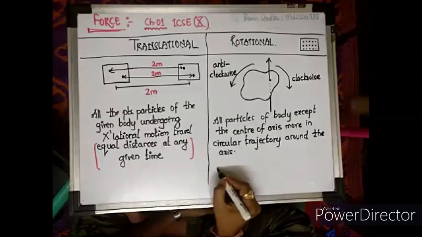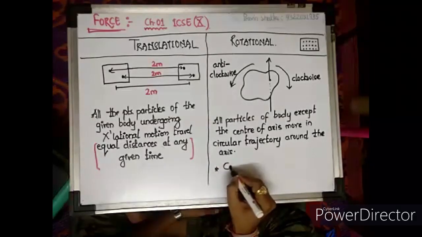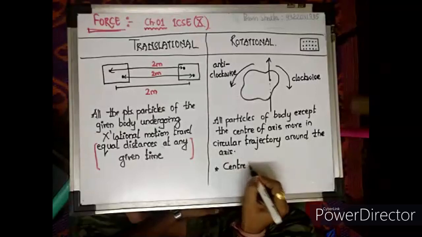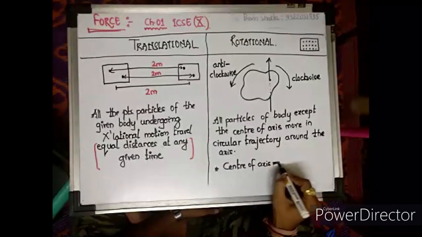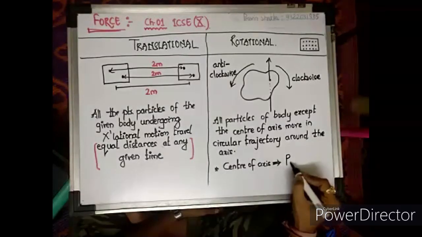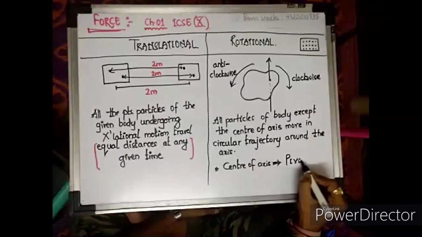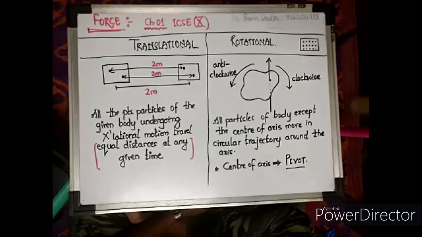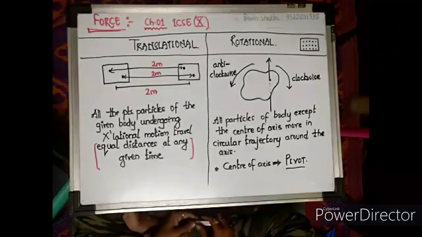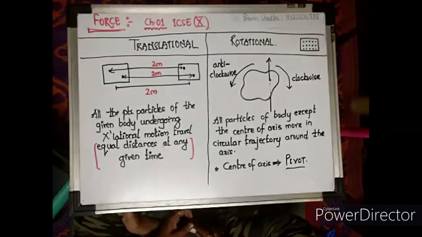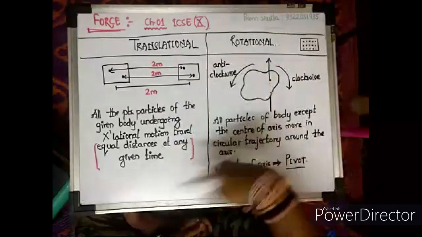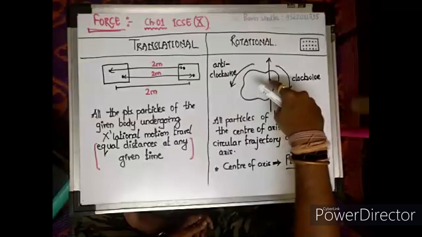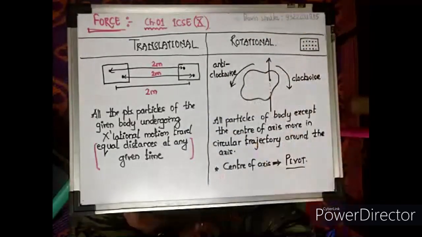Okay, I'm writing a note here: center of axis is called as pivot. What? It is called as pivot. By pivot, I mean that is the point around which everything is going to move. So this is the point where the axis is going to be. So center of axis is called as pivot.